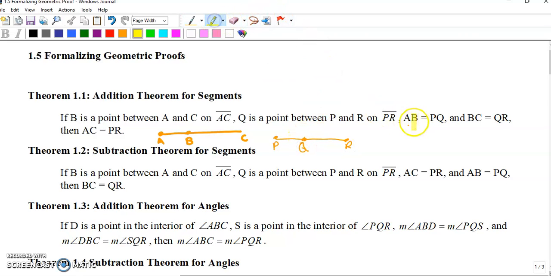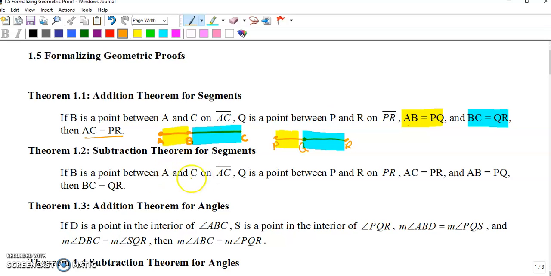Then they tell us that AB and PQ are the same length. And they tell us that BC and QR are the same length. Okay? Well, what that should tell us is that the whole things are the same length. AC has to be the same length, the whole thing. A yellow plus a blue should equal a yellow plus a blue. I'm just going to call that addition for segments. If you add things that are the same size, you're going to get the same result.